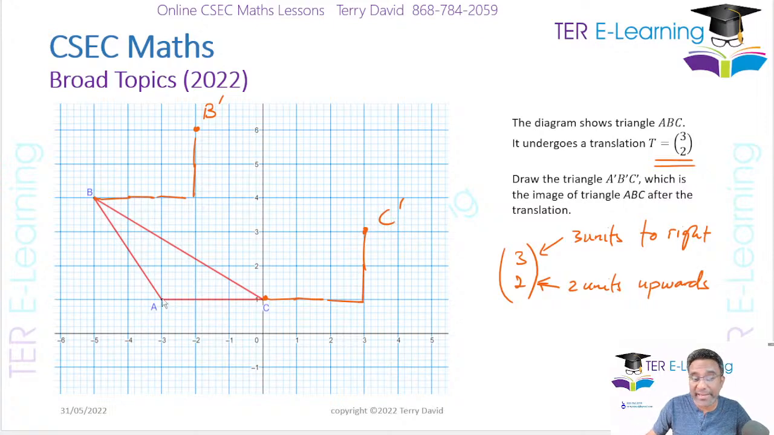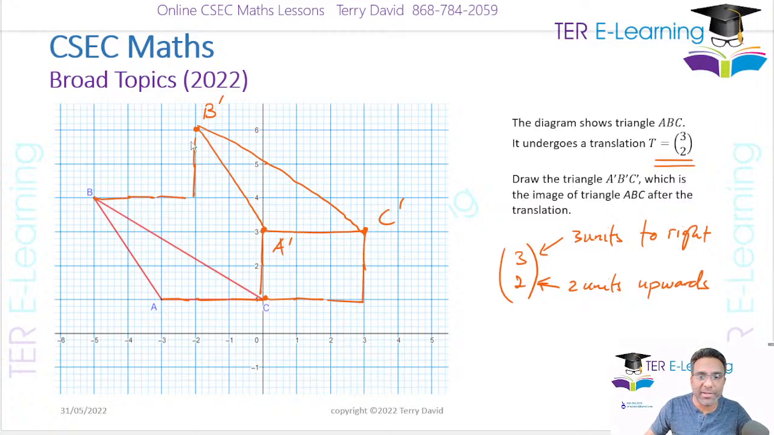Do the same thing for A. You're going to go 3 units to the right, 1, 2, 3 units to the right, and then I'm going to go 1, 2 units upwards. So this is going to be A prime. So therefore, all I need to do is join these points, and that's it. So that's how you locate your image after a translation, right?